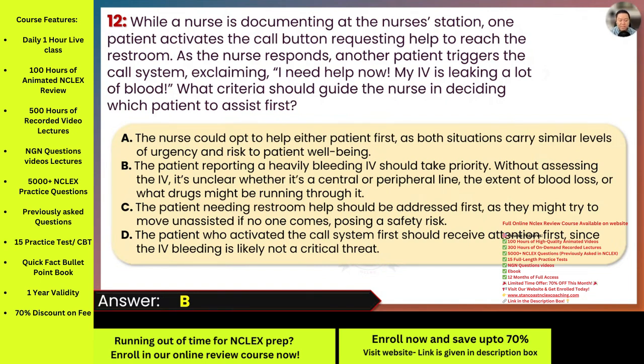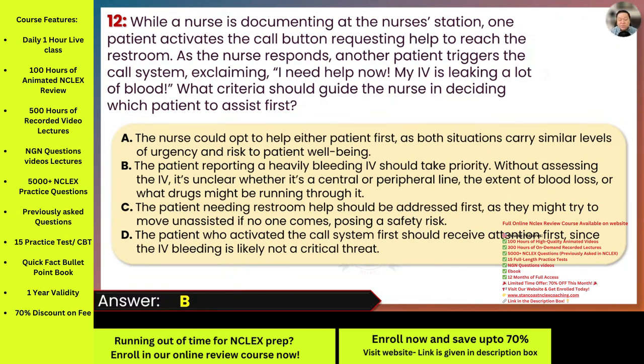And don't forget using the ABCs. You have to prioritize the circulation issue in this question. And you have to use the real versus potential risks rule. You have to prioritize active problems, then possible or potential issues.